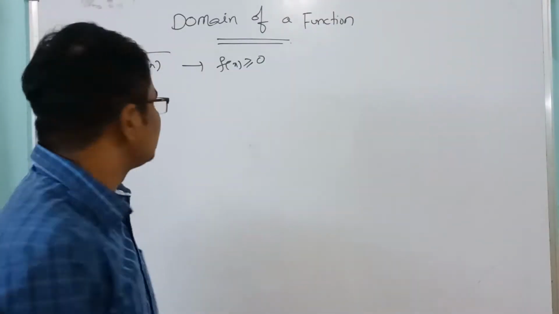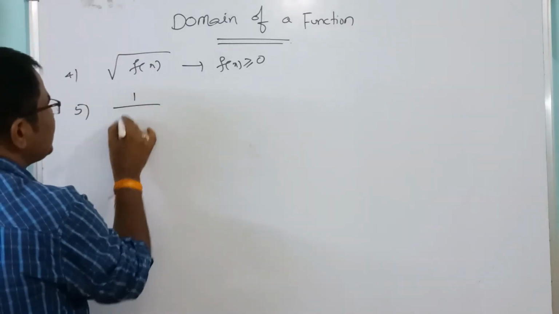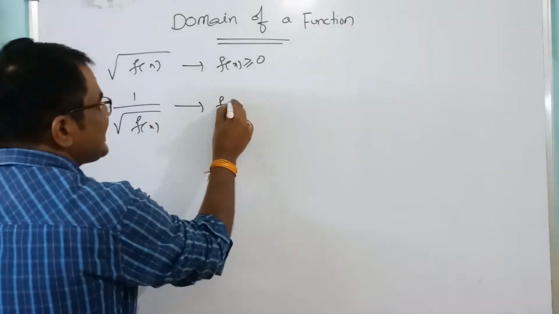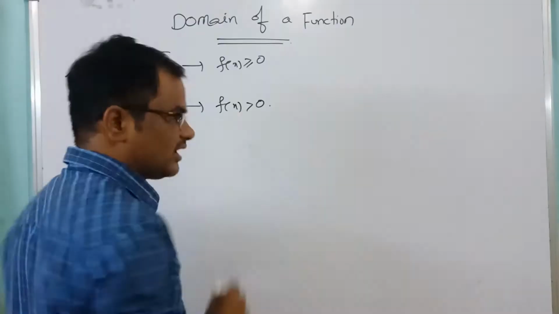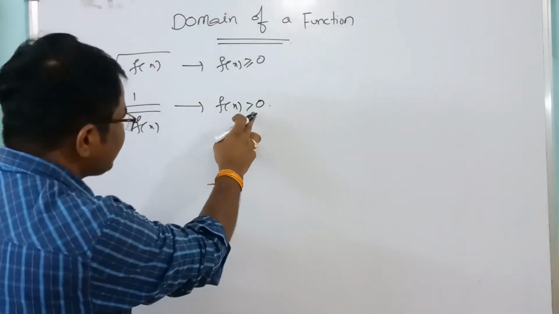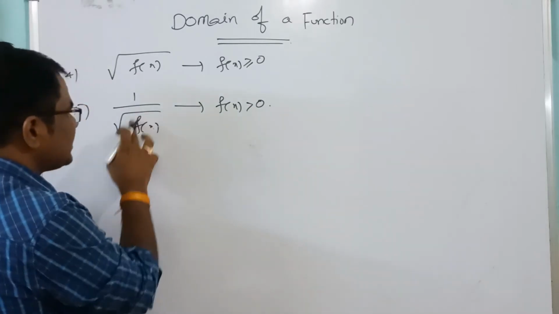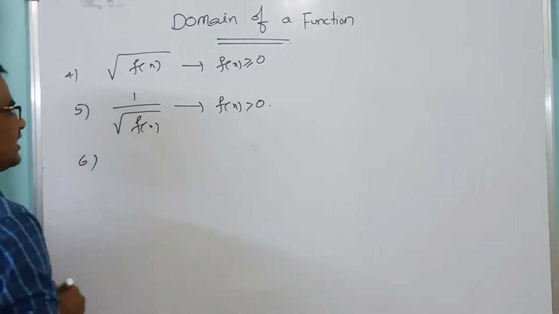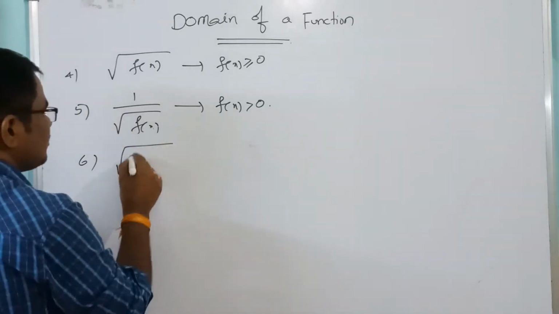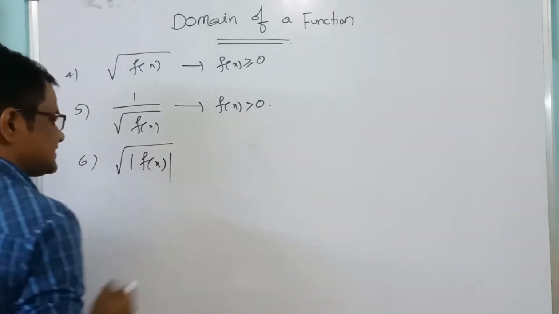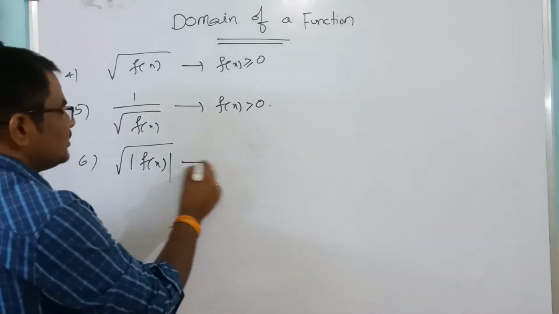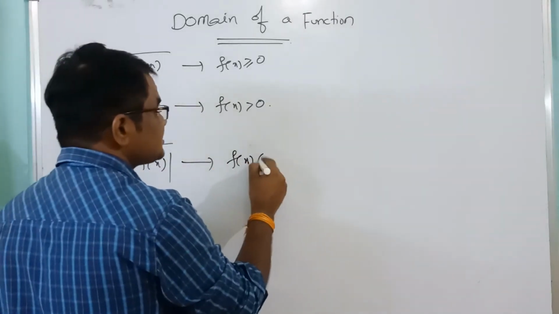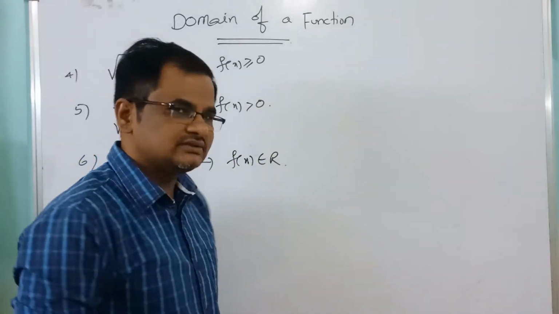Next, 1 by root of f of x is there. What do we have to do? For this one, we have to take f of x greater than 0, because if you take f of x equal to 0, then 1 by 0 is not defined. Next, if you take modulus of f of x, meaning root of modulus of f of x, f of x belongs to real numbers.